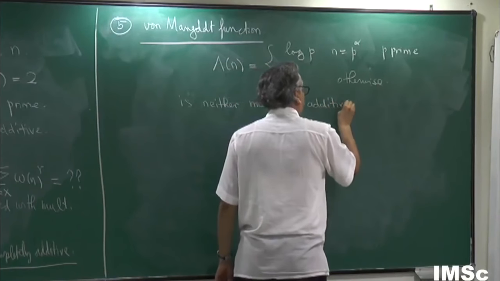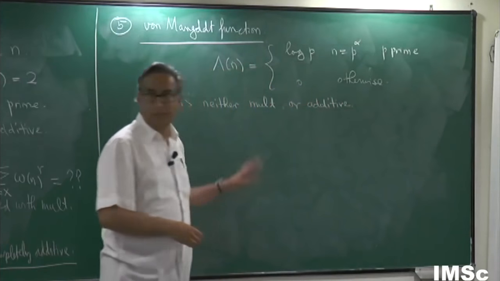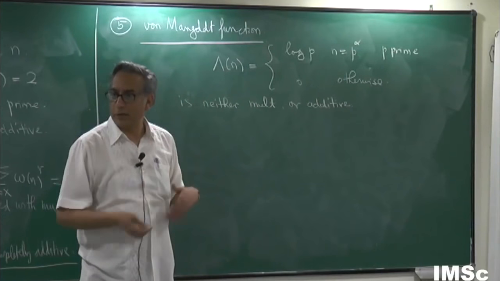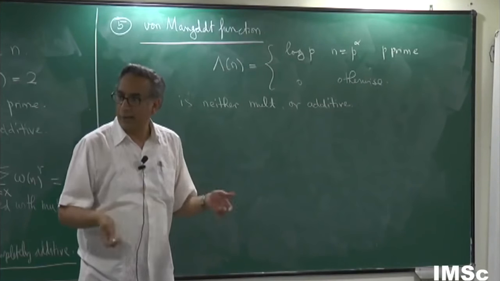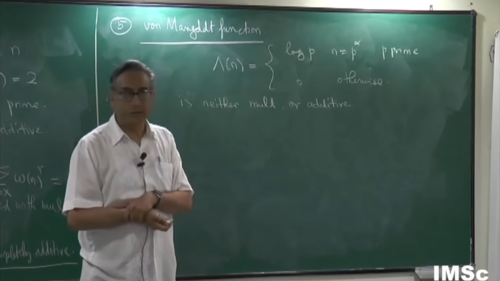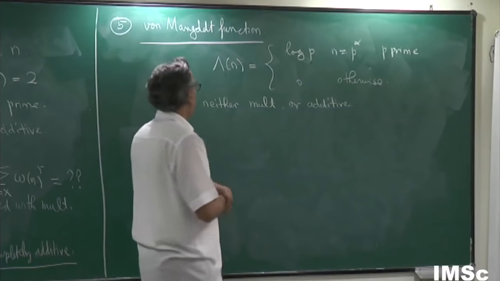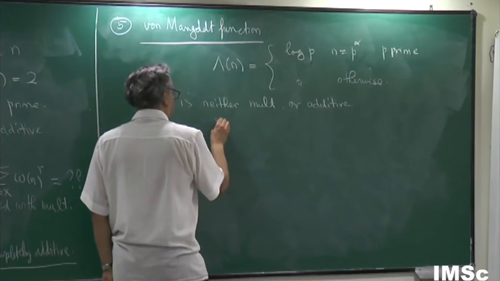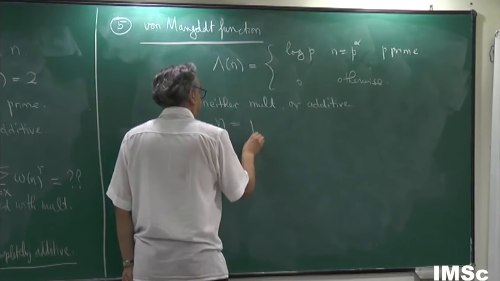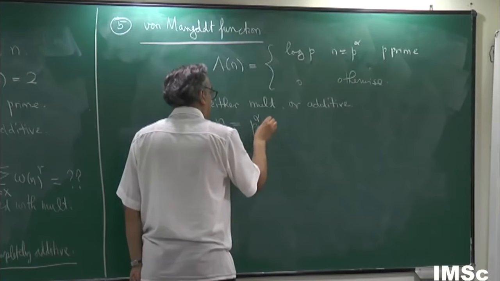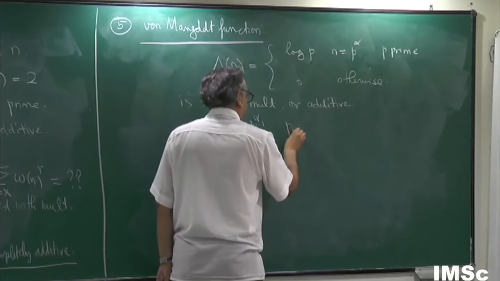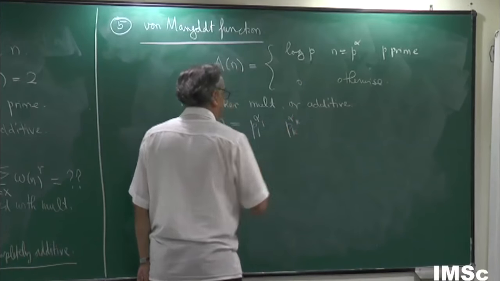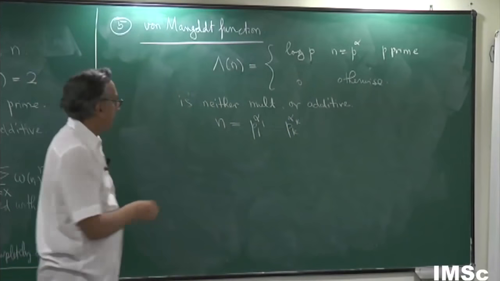However, it's going to be an important function in number theory, so we'll look at it. So there are functions which are neither this nor that, which are nevertheless important, and we should study them too. Okay, now the interesting thing is we notice that every number can be written as a product of prime powers uniquely, unique factorization.